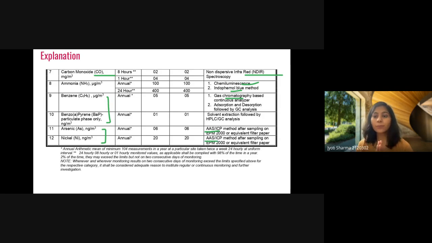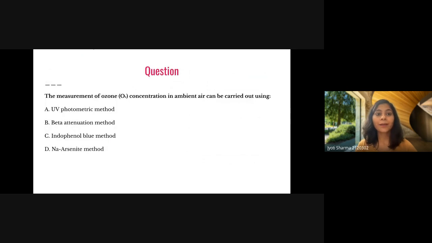So you must know that we have criteria pollutants, what these 12 criteria pollutants are, what the values are for them, and what different methods we have to measure them. I think this is very important for us to know. Anyway, we are going to the next question. I think you can tell me right now: the measurement of ozone concentration in ambient air can be carried out using what?